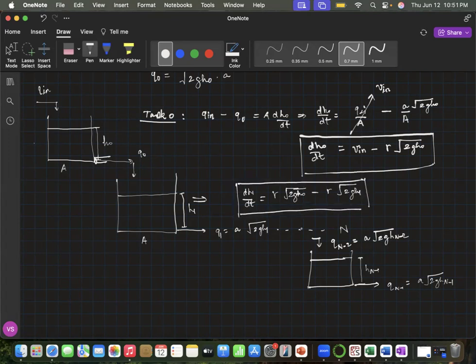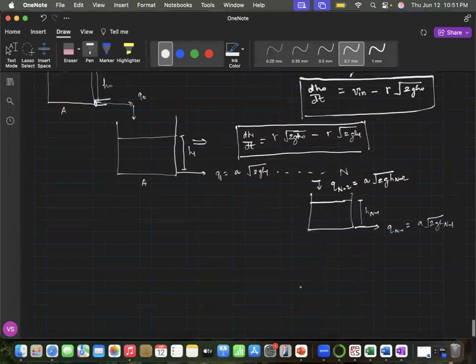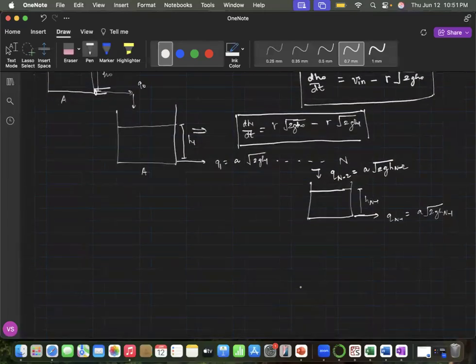And for a general ith tank, except for i equals 0, we could write dhi by dt is equal to r times square root of 2g, which we could take common, times square root of h i minus 1 minus square root of hi.